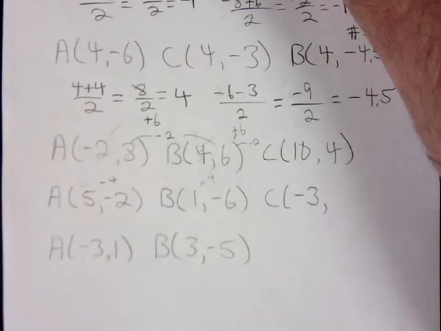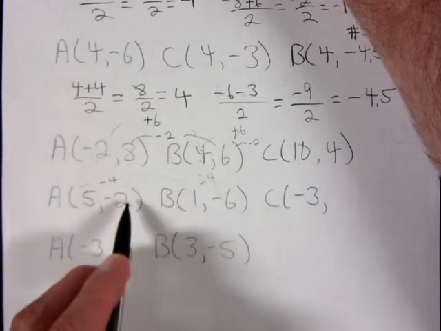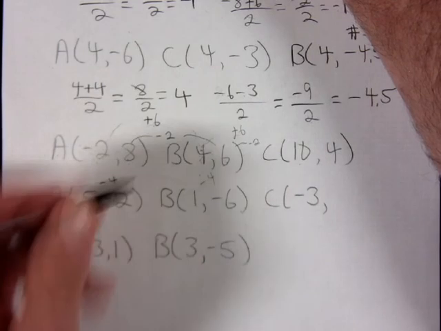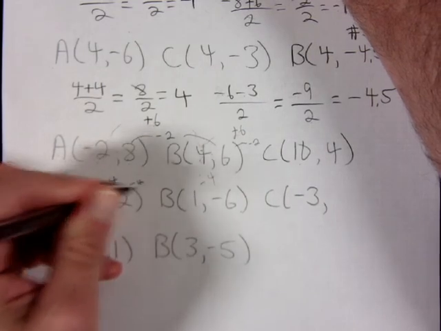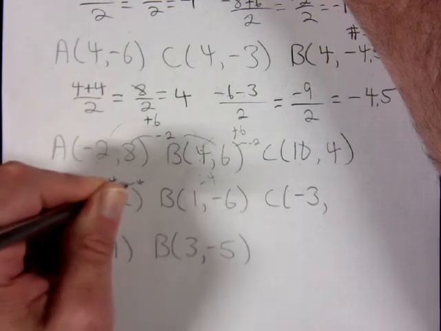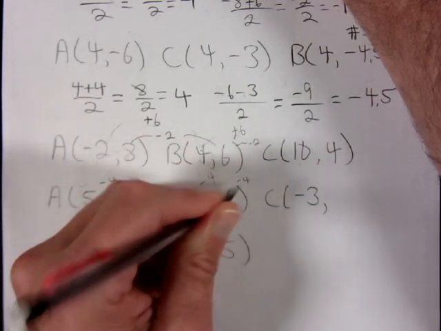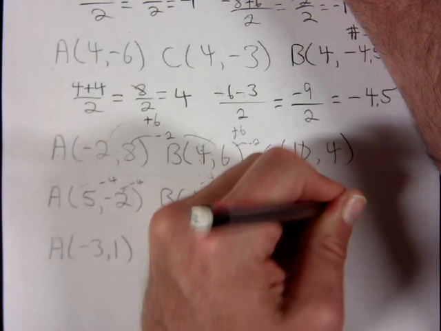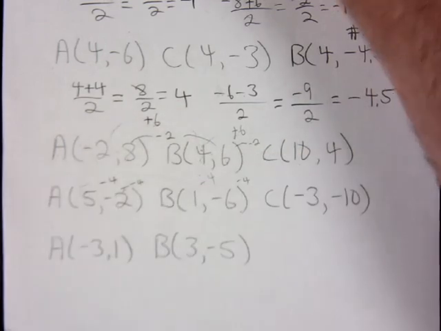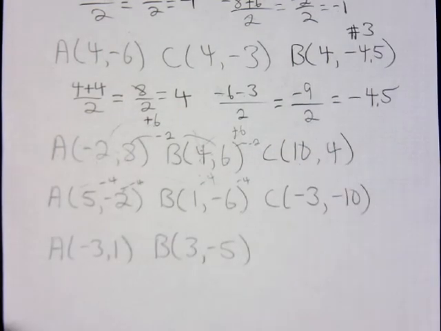All right? And once again, for the y-coordinate now, from -2 to -6 is also subtracting 4. So -2 minus 4 is negative 6, so I've got to subtract another 4. Negative 6 minus 4 is negative 10. All right, so negative 3, negative 10 is your value for C.